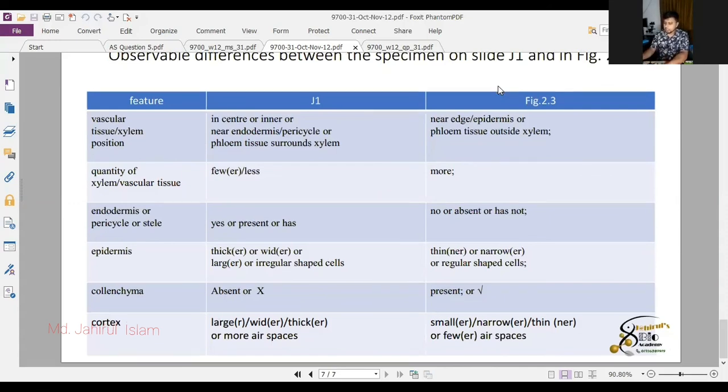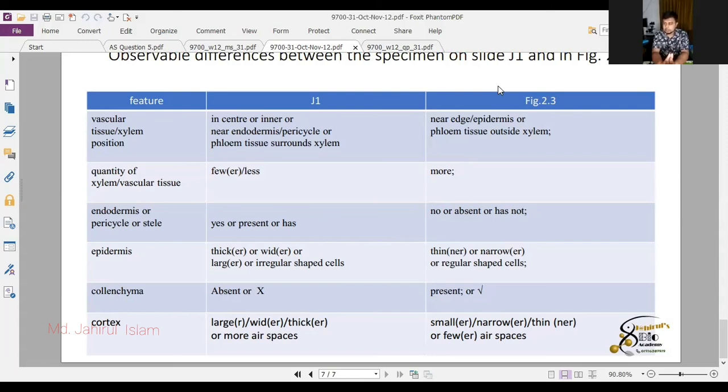Okay, and cortex, you can write down that there is a larger cortex in Z1, whereas a very small cortex in figure 2.3. Okay, you can write down narrow or thin or fewer. Okay, this is the way we will write it. So if you can write 4 correct differences, at least 2 from other observable tissue and 1 or more from the vascular bundle, you will be awarded 5 marks. This is all about this question.